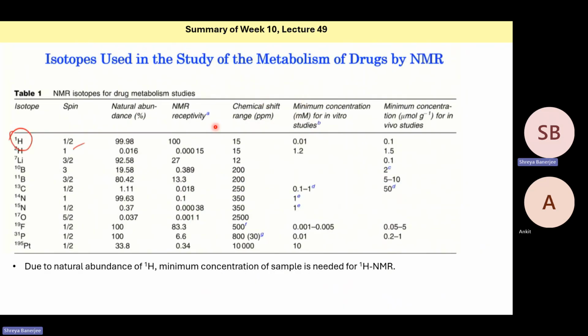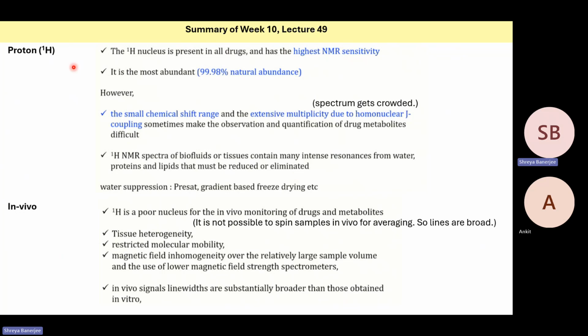So in this case, many of the isotopes can be used. The most common ones are the ones we will discuss now. So proton or 1H NMR is commonly used because it has a very high NMR sensitivity. The natural abundance of 1H is 99.98%. So because it is so abundant, suppose you have only one proton in the sample, still because of its abundance, it is highly sensitive and you will be able to detect that proton.